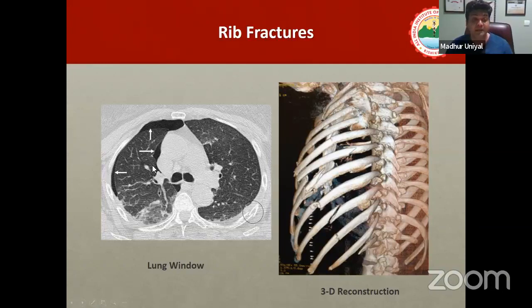And even clearer are things like pneumothorax. They're jet black, you can see here. And the lung parenchyma and things like contusions and all, which I'll be coming to again.